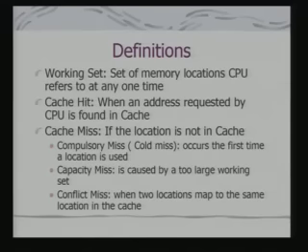So that is what we call compulsory miss or cold miss. Capacity miss occurs when you have a too large working set. That means you are accessing a set of instructions frequently, but this set of instructions is large enough such that it cannot be accommodated completely into the cache.